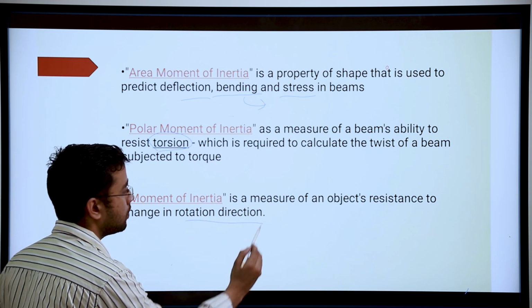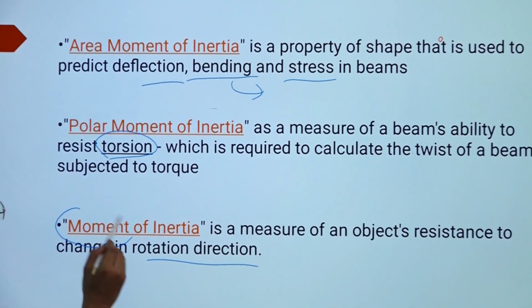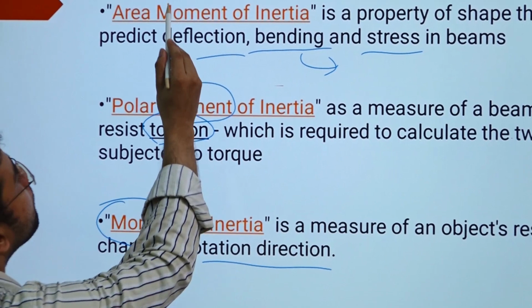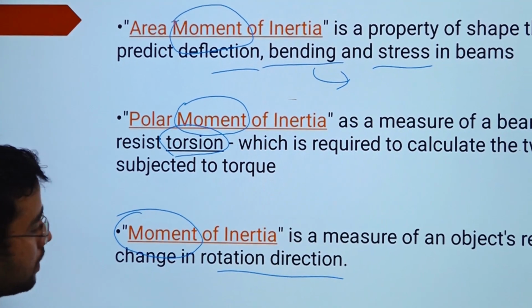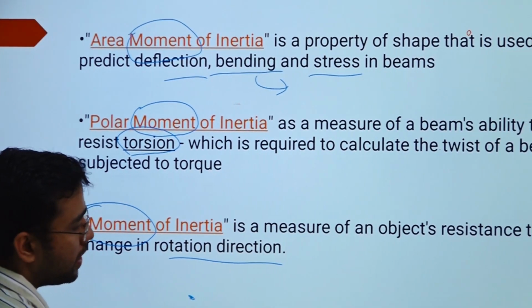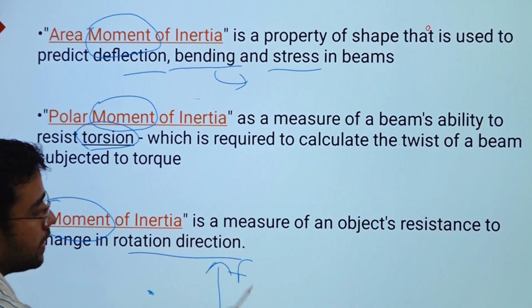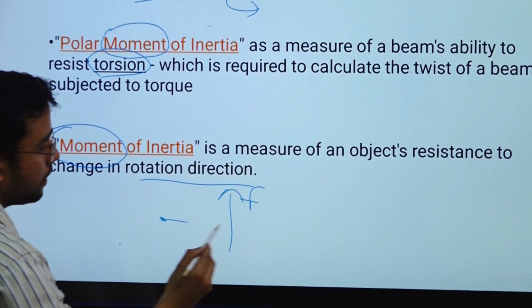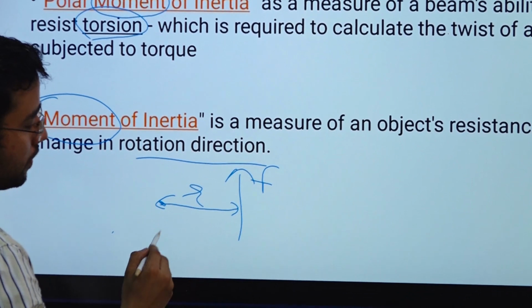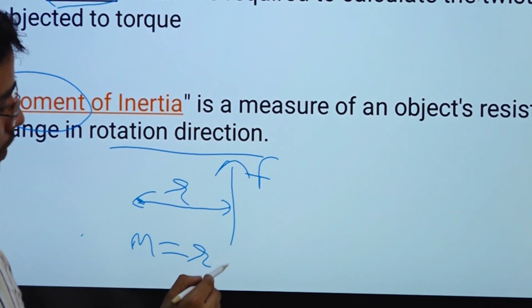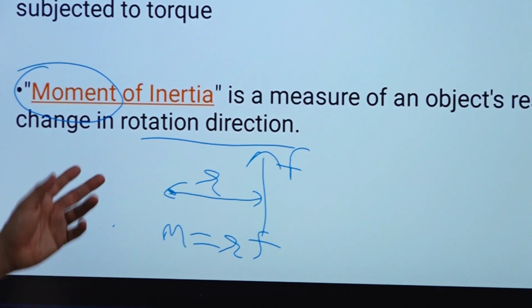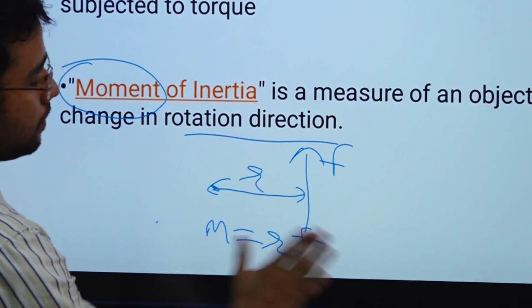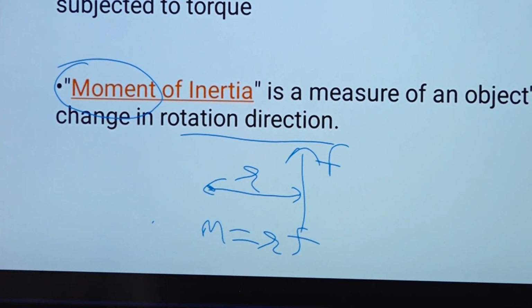Why rotation direction? Because wherever you see moment, what happens? We assume one reference point, one force or any vector is acting, and the distance between them, so moment will be equal to r into F, right. Same way here, wherever moment comes, this rotation thing will come, right.